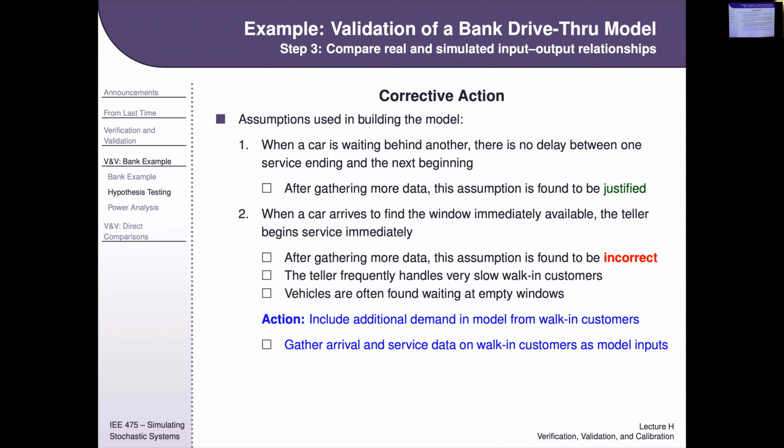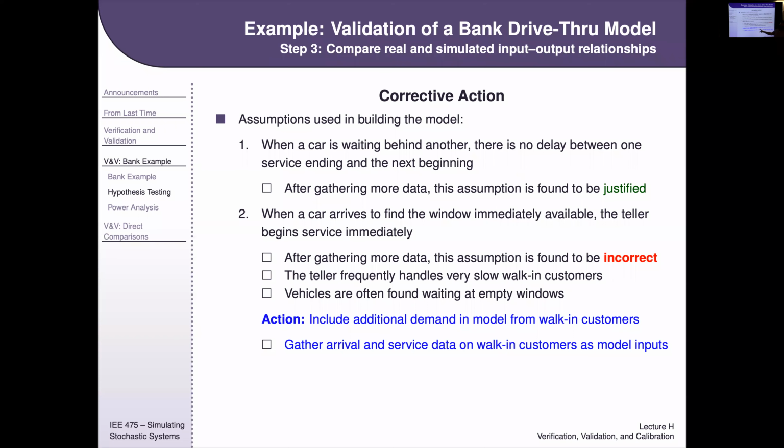Well, we also assumed that when the car arrives at the window, if the window's available, the service begins immediately. Now, after gathering more data, we found that this is incorrect, that a bunch of times cars pull up to the window and service doesn't start for a while. And why is that the case? Well, it turns out that the teller is also handling walk-in customers that we didn't see. So there's a whole other group of walk-in customers coming into the bank that are taking the resource away from our drive-through customers.